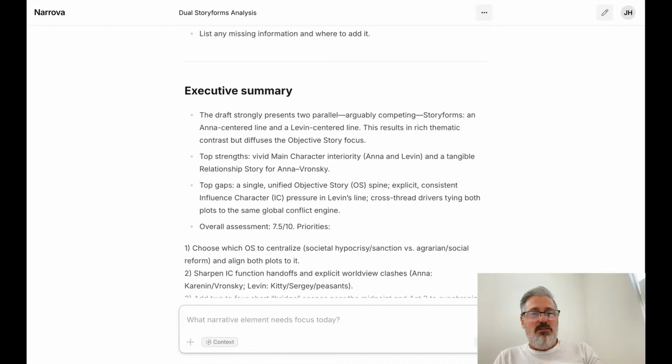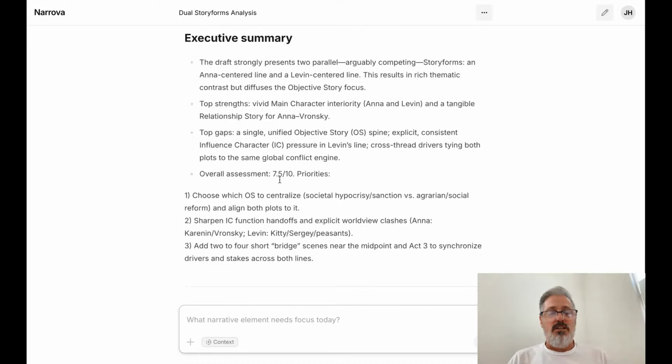So top strengths: vivid main character interiority, and a tangible relationship story for Anna and Vronsky. Top gaps: a single unified objective story spine, if that's what your intent was. Explicit, consistent influence character pressure in Levin's line. That's great. Cross-thread drivers tying both plots to the same global conflict engine. That's beyond me because I haven't read this book in forever. So the overall assessment is a 7.5 out of 10.